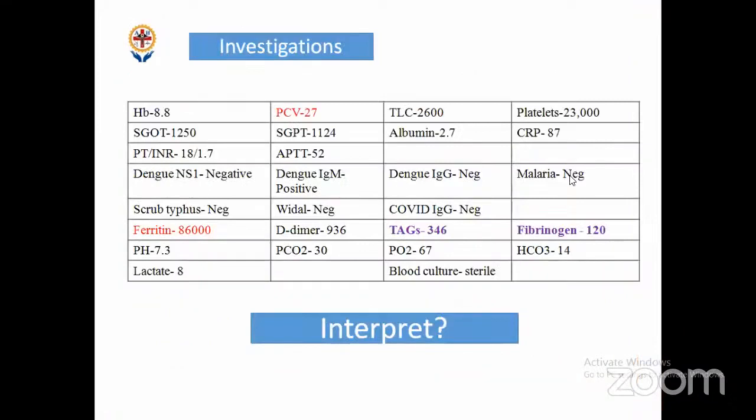So these are the investigations I will do. I have done the PCV, Hb is 8.8. Initially the platelet count improved to 80,000, and again it dropped to 23,000. Your CRP is high. Liver enzymes came down to 1,200, and again they went back up. I checked for dengue, malaria, streptococcus again because of co-infection. Now the IgM is positive. It's confirmed dengue only. No other infection is there. And now I did the ferritin. Ferritin was 86,000. Fibrinogen was low. Triglycerides are high. Blood culture came sterile. So now what is your diagnosis?